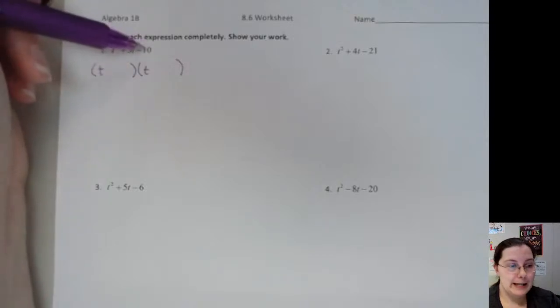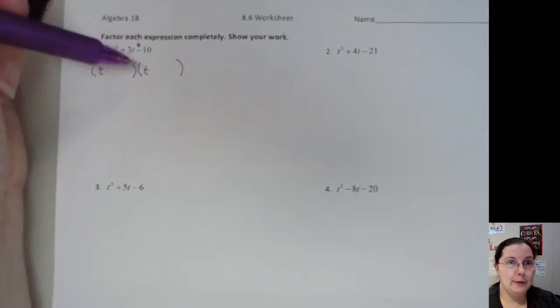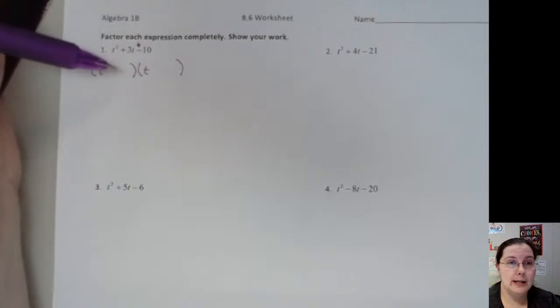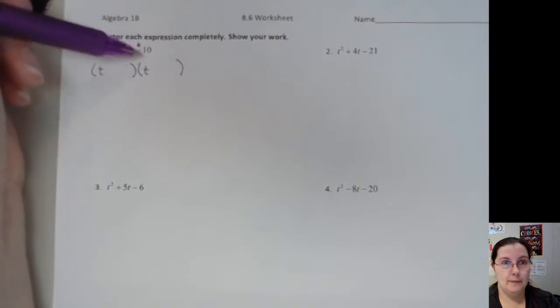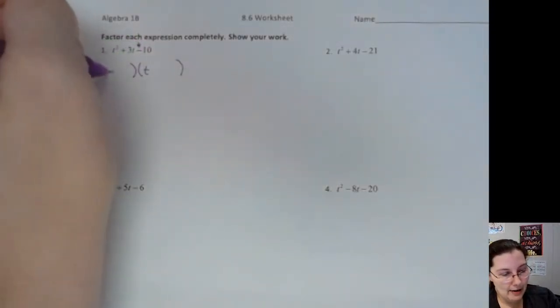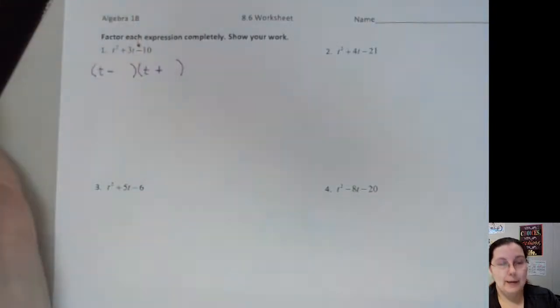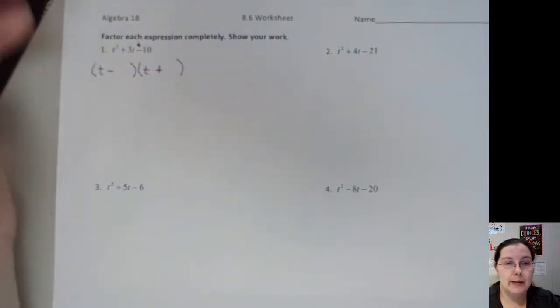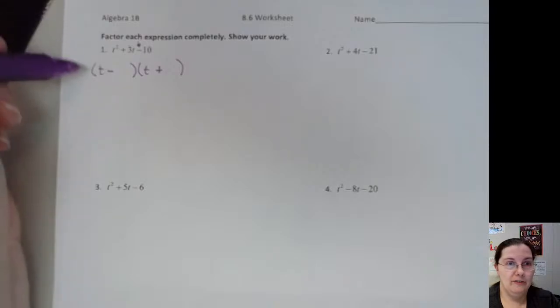If my c is positive, then I have to have two of the same signs, either two positives or two negatives, because that's the only way to get a positive number there. But if my c is negative, like in this case where I have a negative 10, that means I have to have a negative in one and a positive in the other. So I know for a fact that I have one plus and one minus.